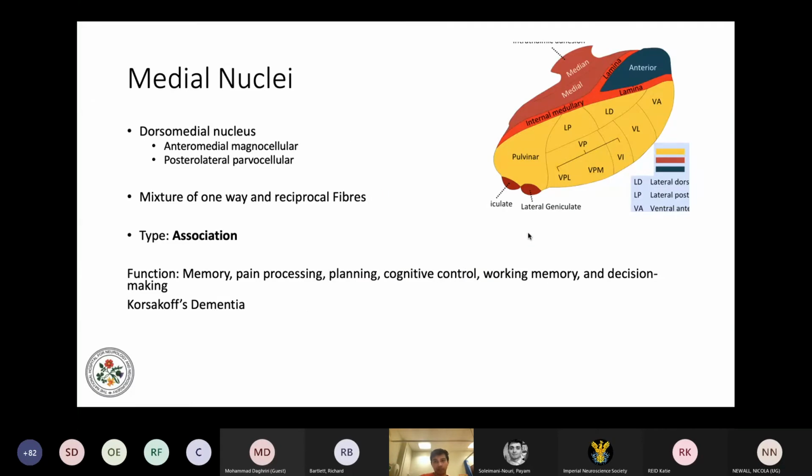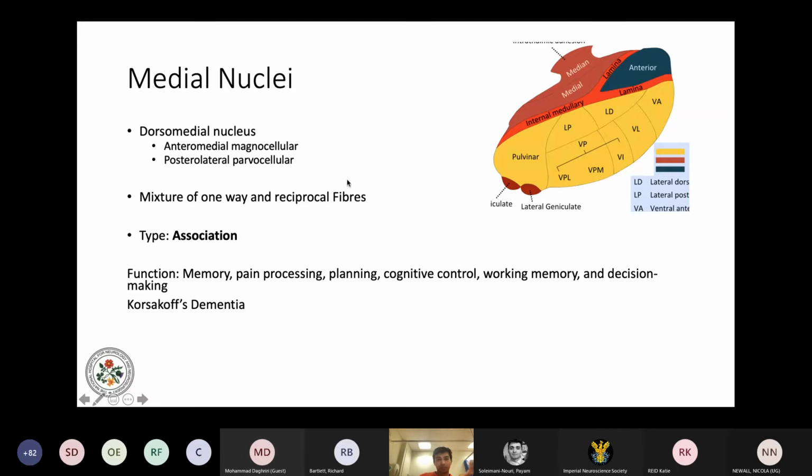Now on to the next group of nuclei. So on this side of the division, the medial nuclei. Again, you can divide it in a number of ways. An important one here is the dorsal medial nucleus. And however you choose to subdivide it, you can subdivide it further into anterior medial magnocellular, posterolateral parvocellular.